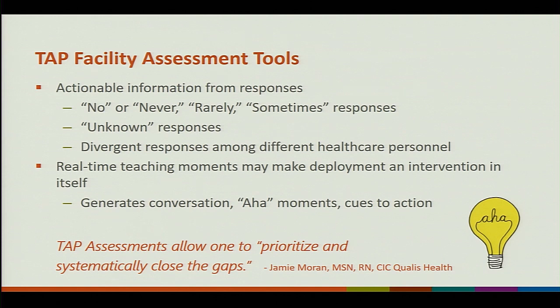And what we're doing is we're prioritizing and then systematically closing the gaps. So we use the TAP reports to target the locations. We're going to use these assessments to target the actual gaps that we're seeing. So that's the whole theme of the TAP strategy. Instead of just throwing the kitchen sink at CAUTI prevention, what we want to do is see what is going on within our facility and how we can really target our efforts and customize our prevention strategies.